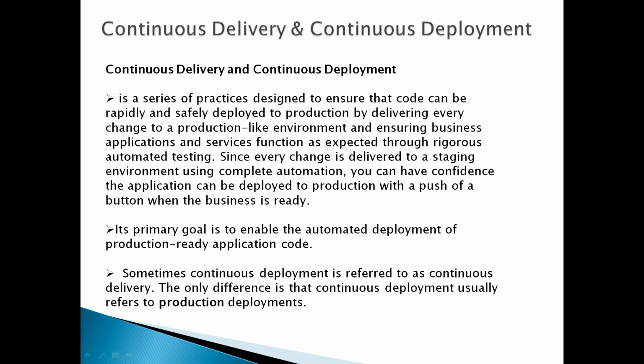So for this, your continuous delivery and deployment phase will be helpful. It is a series of practices to ensure that code can be rapidly and safely deployed to production by delivering every change to production. So we have automated tools put in place so that the high quality code you have written is also deployed in a high quality manner. If you have high quality software and you do a manual deployment and make mistakes, that is not helpful again.